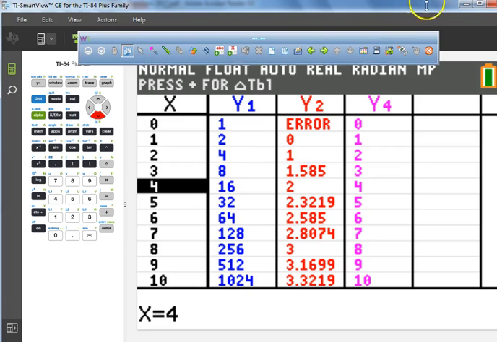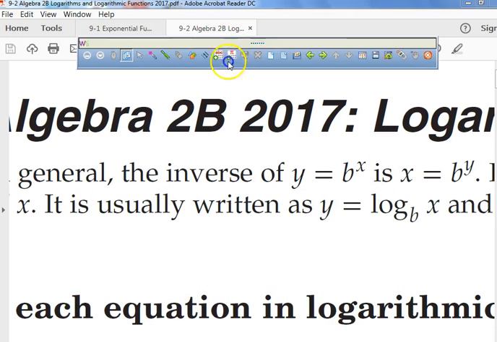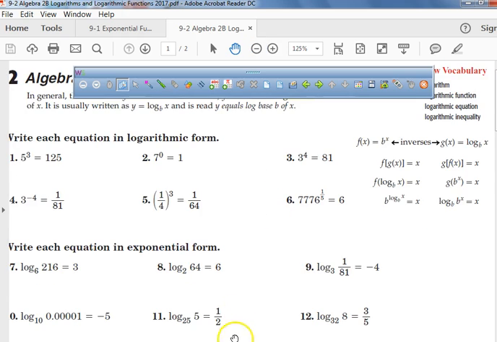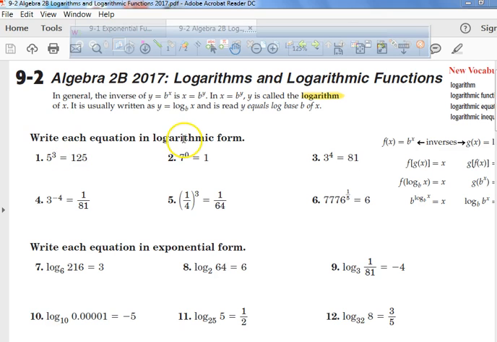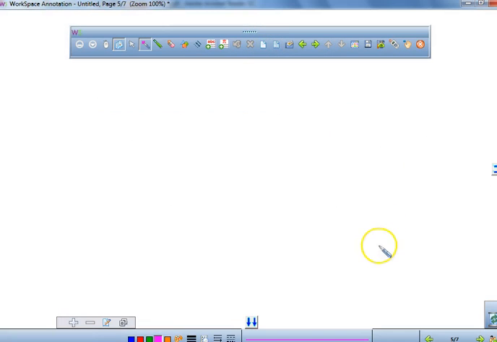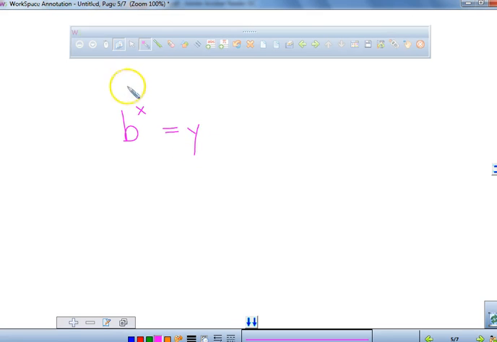All right, so what we're going to do right now is we're going to start our section dealing with logarithms. So we're going to go from exponential form to logarithmic form, and then we're going to go from logarithmic form back to exponential form. But before we do that, we need to take some notes. So right now, I want you guys in your journal to write b to the power of x equals y. And you're going to write above this exponential form.